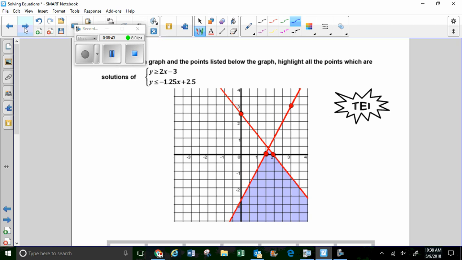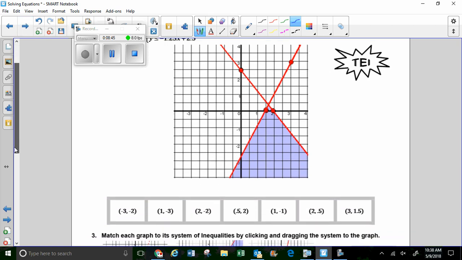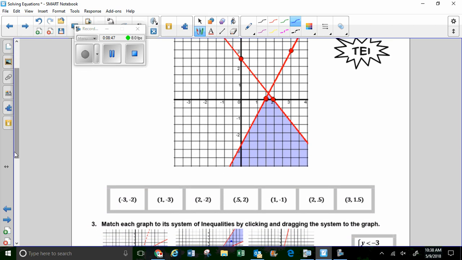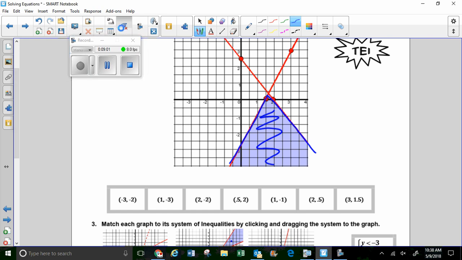Just to highlight all points, which are solutions. So I've already got the graph flipped to nice. So what I'm going to do is I'm just going to plot each of these points. And remember, it has to land in this double shaded region here, or on either of these boundaries because they're both solid. So let's go ahead and plot -3, -2. Obviously lands way outside that double shaded region, so that's not going to be a solution.